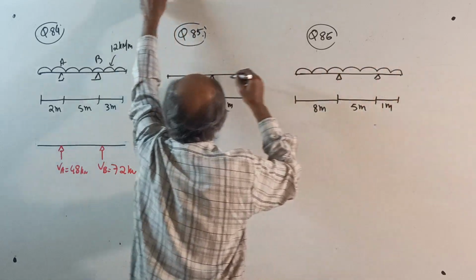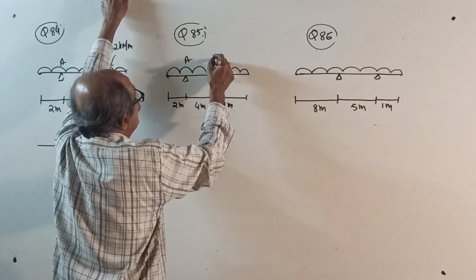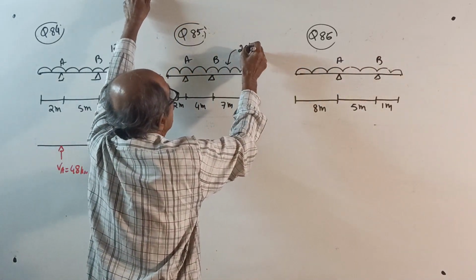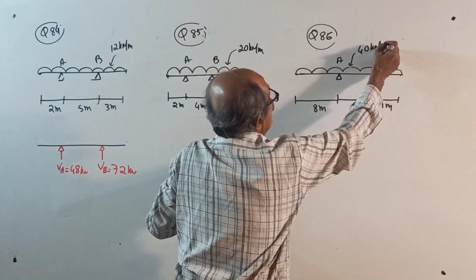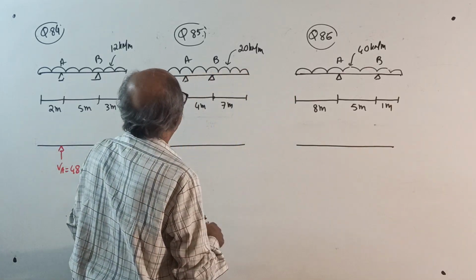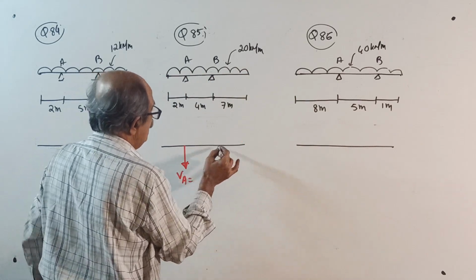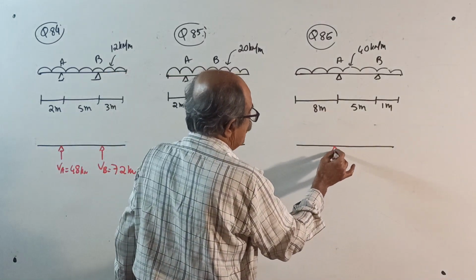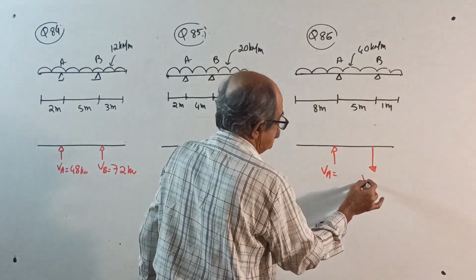See, I want one reaction negative, one reaction positive. AB, AB, AB. UDL of 20 kN per meter. UDL of 40 kN per meter. Answer. I am so sure this time VA will come negative. VB will come positive. This question, VA will come positive, VB will come negative. I am sure about it.